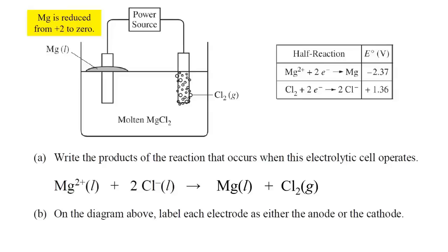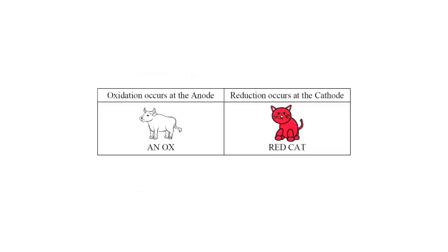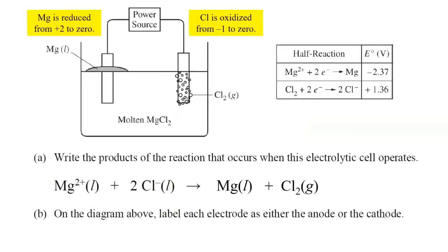So if that's reduction, then the other reaction should be oxidation. So chlorine is changing from an oxidation number of -1 to 0. So chlorine is being oxidized from -1 to 0. That's oxidation. And based on that mnemonic device that I taught you, an-ox and red cat, oxidation occurs at the anode, reduction occurs at the cathode, and that's true for both a galvanic cell and an electrolytic cell like this one. So the cathode is where reduction occurs in this cell, and the anode is where oxidation occurs in this cell. So we've now labeled the electrodes.